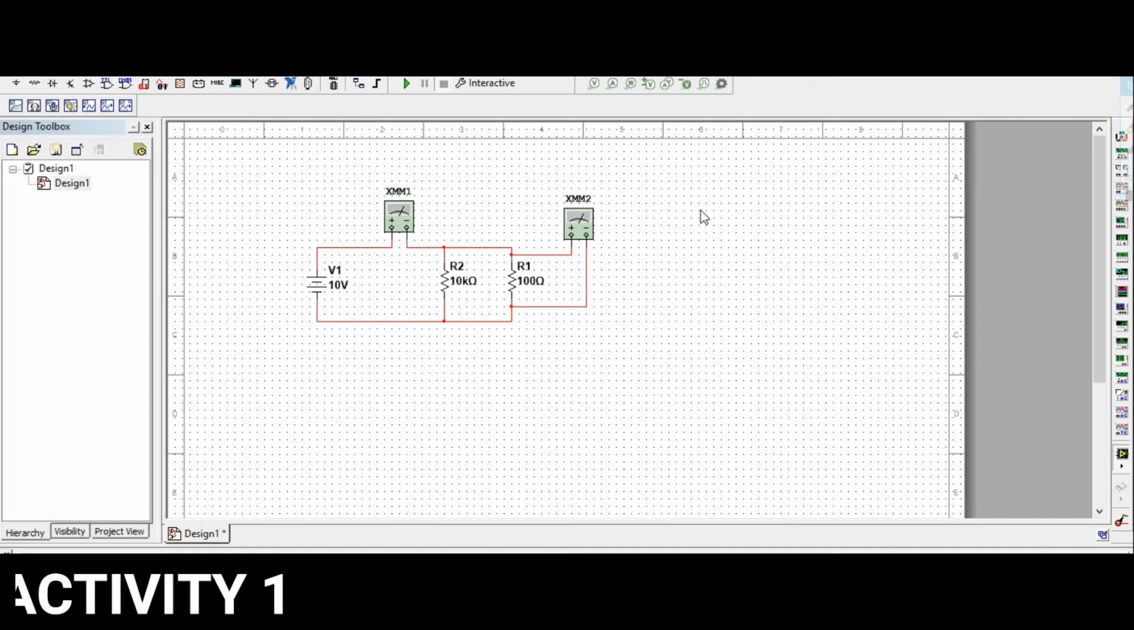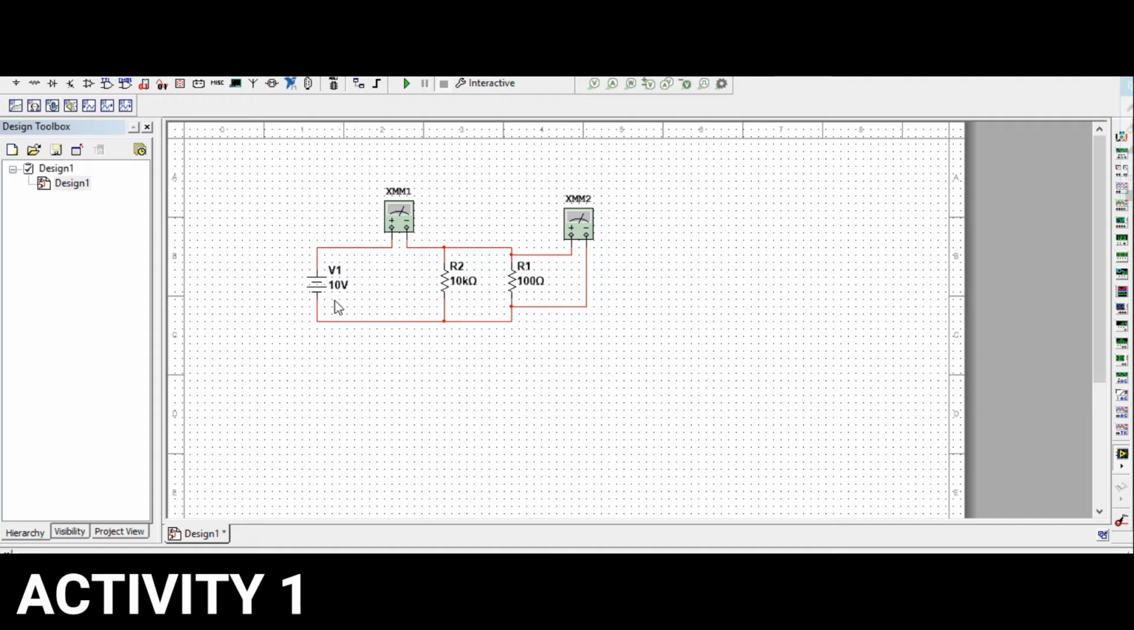Today we will be presenting our video circuit simulation for Activity 1, Part 1. First of all, we build and arrange the circuit as the equation.